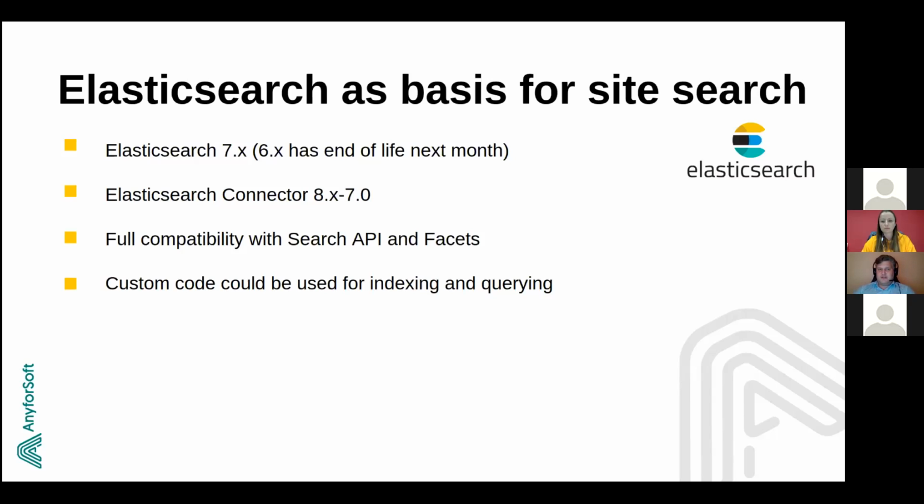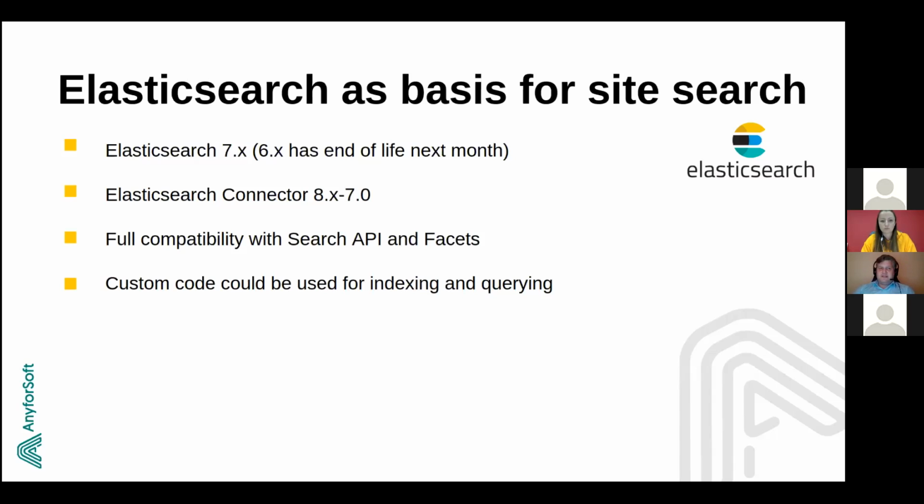I want to mention that if we are trying to use Elasticsearch, we should use the Elasticsearch 7.x platform, because the 6th version of Elasticsearch has end of life next month and should not be used anymore. From the Drupal side, we should use the module called Elasticsearch connector. It allows a fairly simple setup, just a few fields should be filled up, I mean connection settings, and Elasticsearch will be connected to the search API.